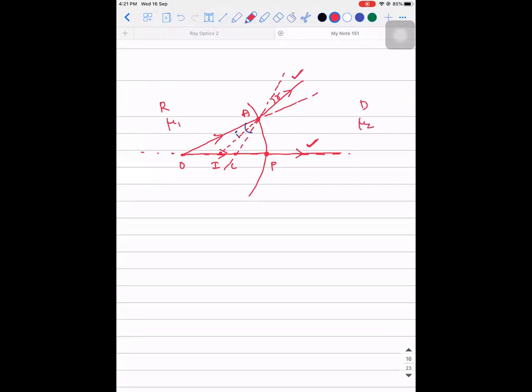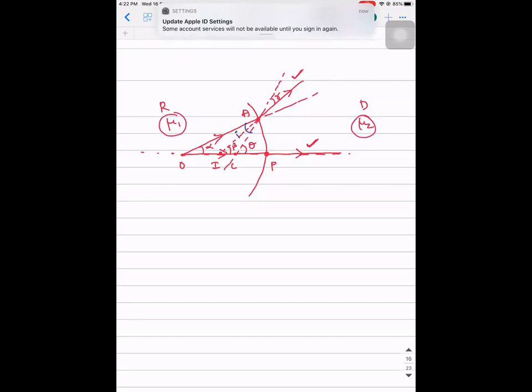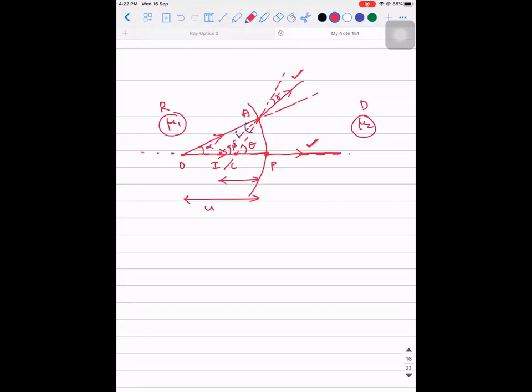These are all very, very important points. Okay. Now observe, if I take this angle as alpha, this angle as beta, and the other angle as theta. We are going to derive an expression which shows the relation between mu1, mu2, the object distance, the image distance, and the radius of curvature. Our expression will have mu1, mu2, u, v, and r. So that is a concept called refraction at spherical surface.